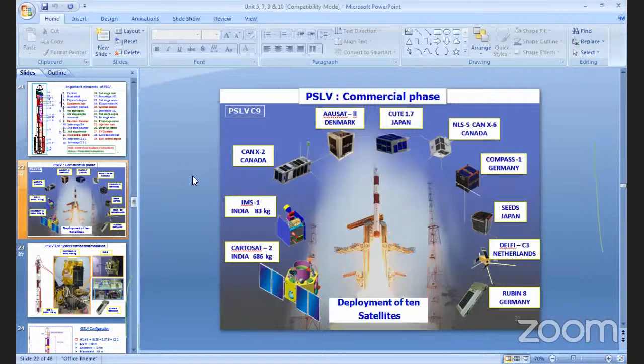This is a commercial phase of PSLV for different countries. See here, Cartosat 2 or IMS 1. It belongs to our Indian nation. CAN X2 belongs to Canada, and RSAT 2 is from Denmark. Qt 1.7 is from Japan.